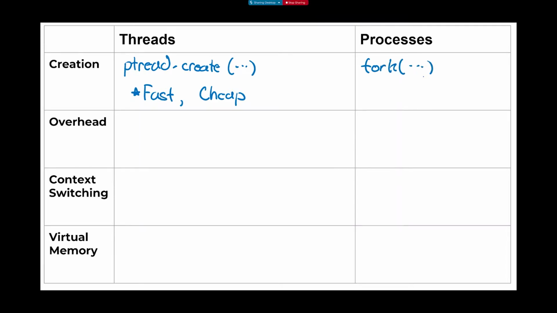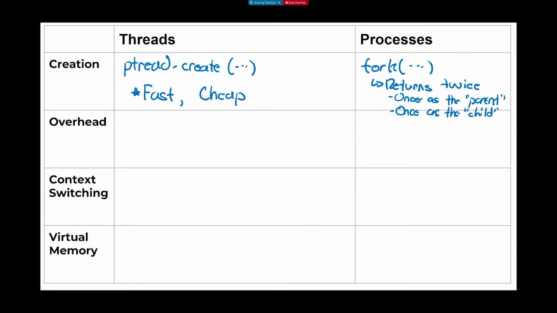What fork does is a really unique system call. What fork does is it actually returns twice. So it works completely differently. Fork returns twice: once as the parent, and once as the child.